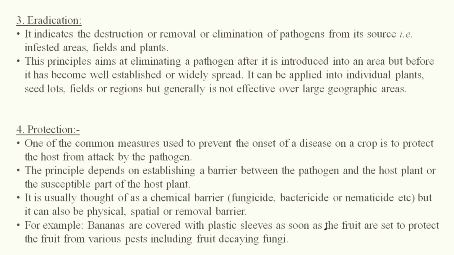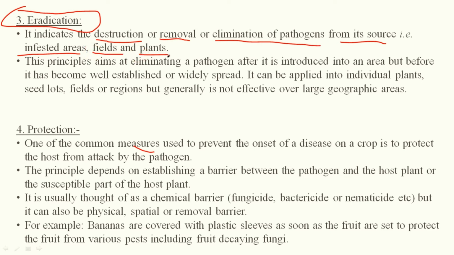Then come to this eradication. Okay, third point is eradication. What is eradication? This eradication indicates that we have to eradicate. Eradicate means either we can go for destruction or removal or elimination of the pathogen from its source. Either we have to destroy them or simply remove them, or eliminate those pathogens or pests from its source. Source means what? It may be an area, it may be a field, or it may be an individual plant. From this source we have to destroy those pests.